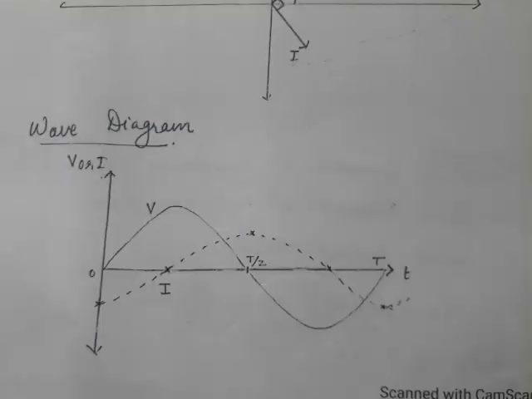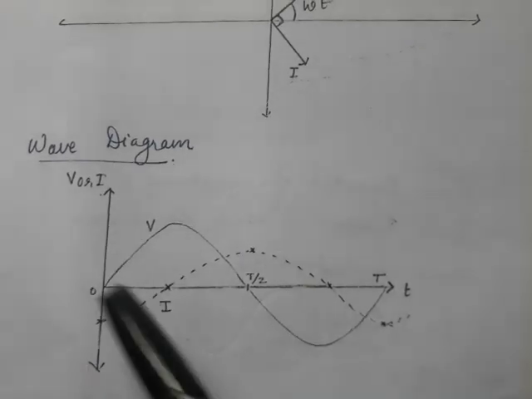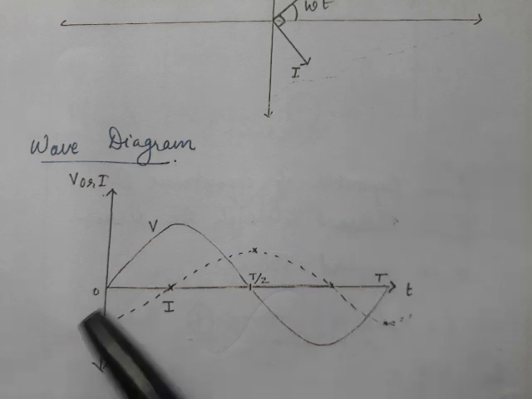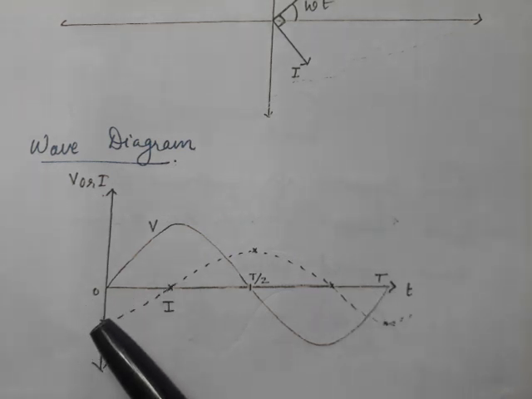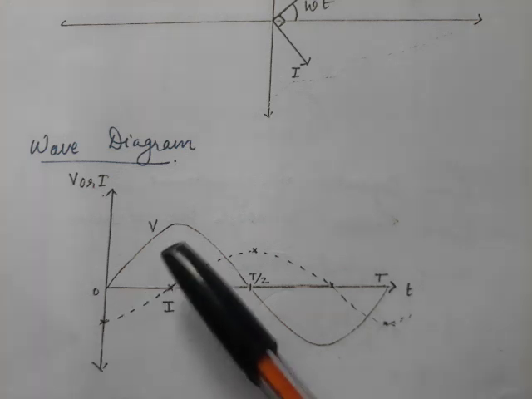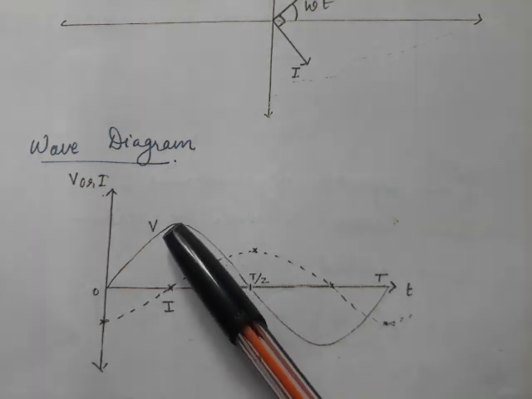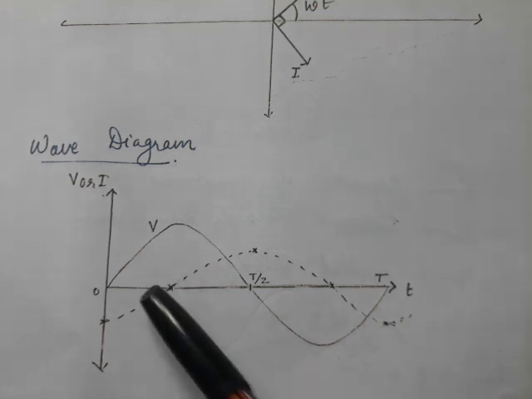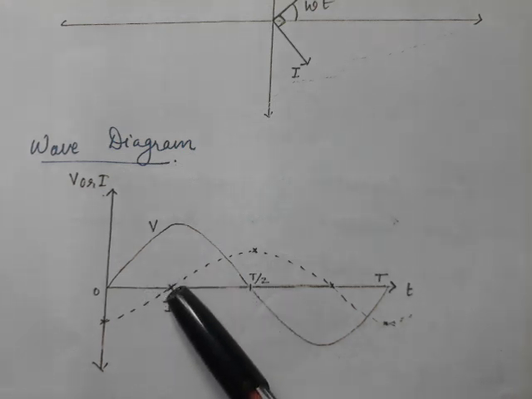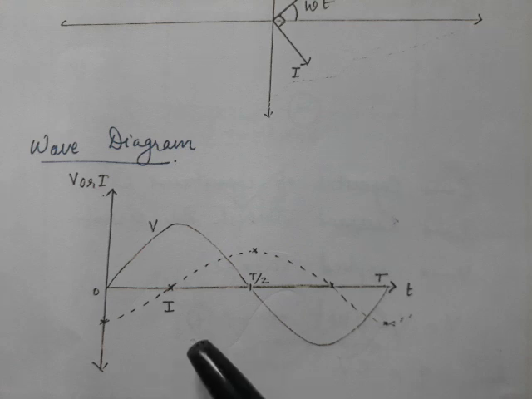Similarly, in the wave diagram, first we mark V, and always mark current by an angle 90 degrees back, which means if voltage becomes maximum, current should be 0. Everything is shifted towards the left by 90 degrees.